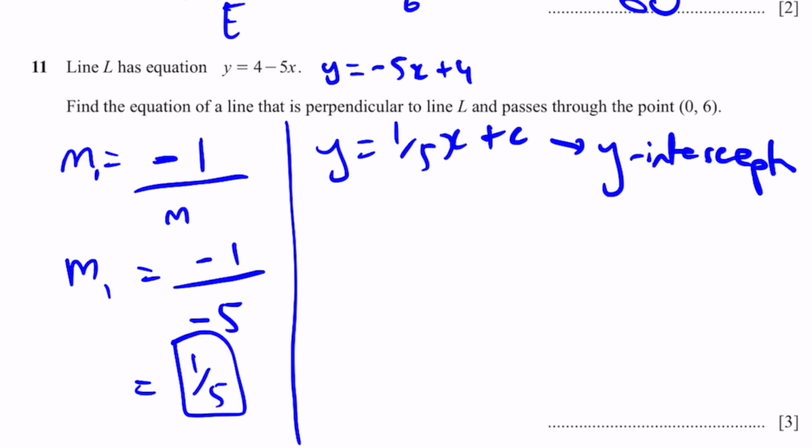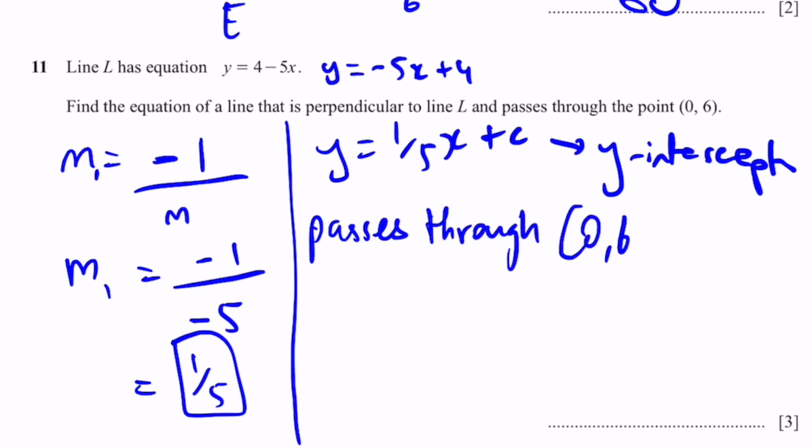Now, pass through the point 0, 6. The y value is 6 and the x value is 0. So it passes through the point 0, 6. And because the y value has a number and the x value is 0, this is the coordinate of the y-intercept.